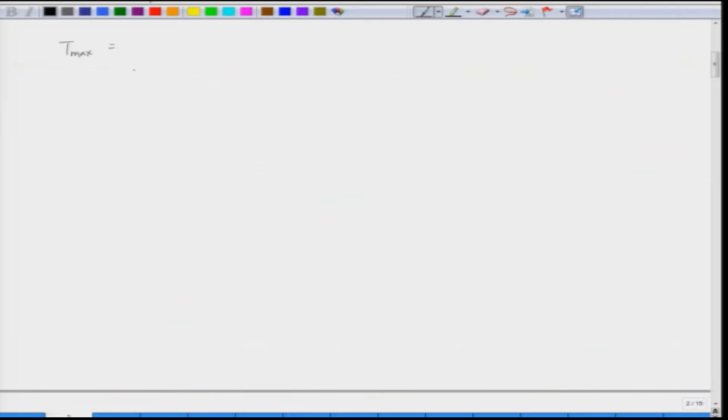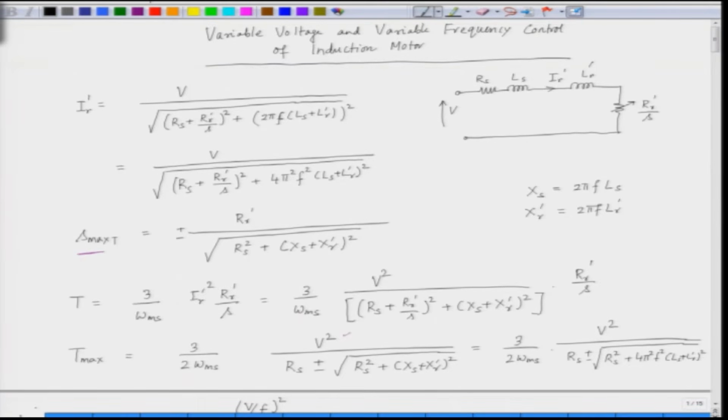T max is equal to some constant k into (V by f) square divided by R s by f plus minus under root (R s by f) whole square plus 4 pi square (L s plus L r prime) whole square. Now, let us just go back to our previous equation.